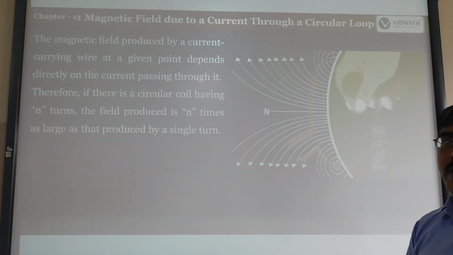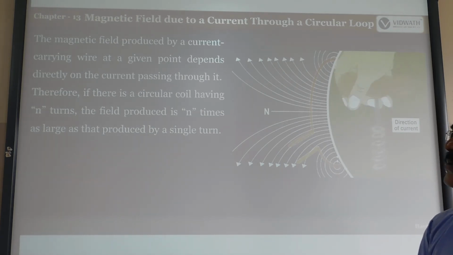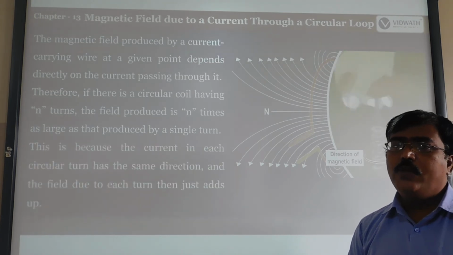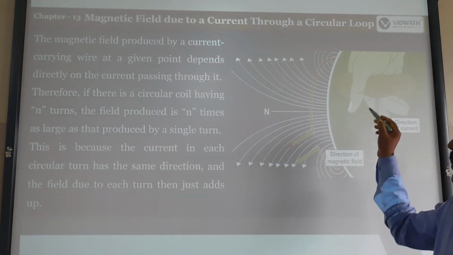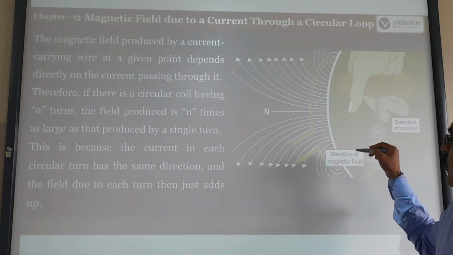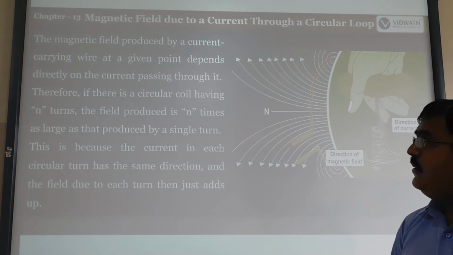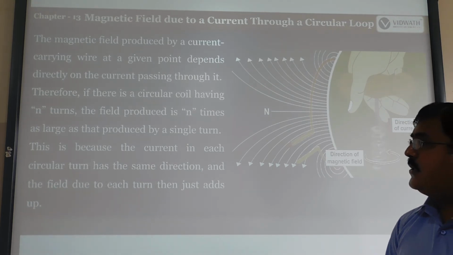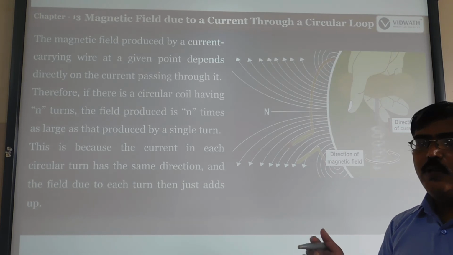The magnetic field produced by any current carrying wire depends directly on how much current is passed through it. It also depends on the total number of turns of the coil, which we represent by n. The field is n times larger than that produced by a single turn. This is because current in each circular turn has the same direction and the field due to each turn just adds. So it looks like adding.